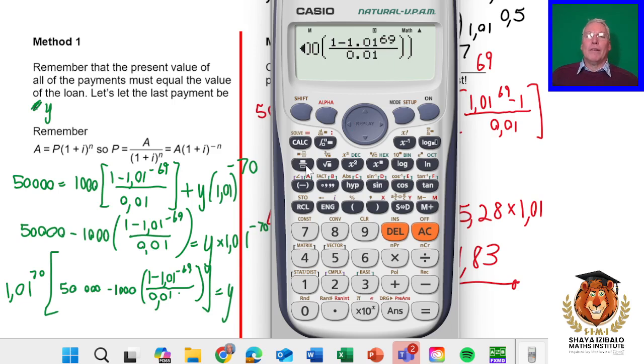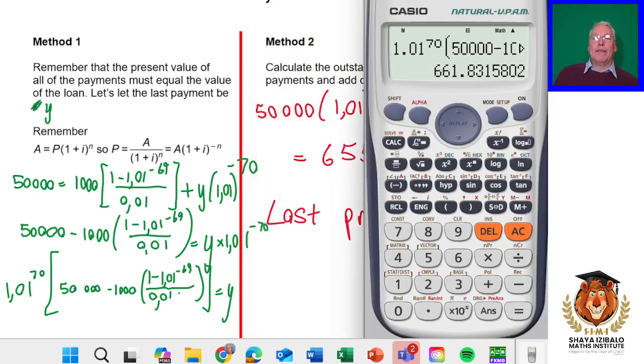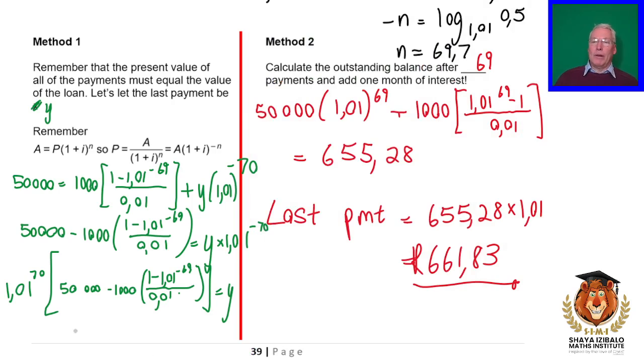So let's just have a look. Just trying to see if I've done anything silly here. No, it actually all looks pretty good. So we've made a silly error somewhere. Okay, notice I've got to the power 69. It's meant to be the power minus 69. That is going to make a world of difference. And lo and behold, I get 661,83. Exactly what we got last time.